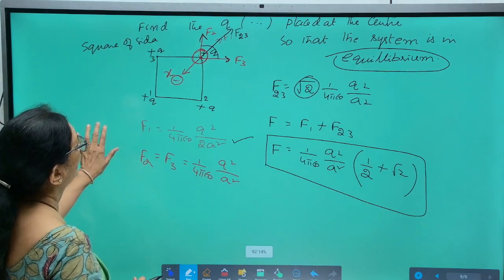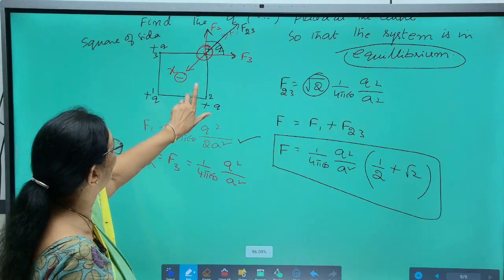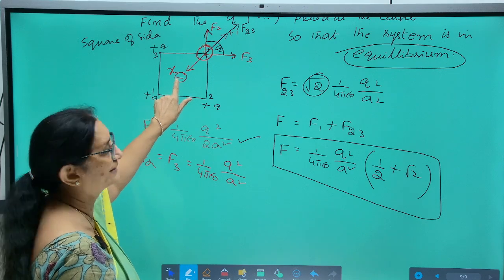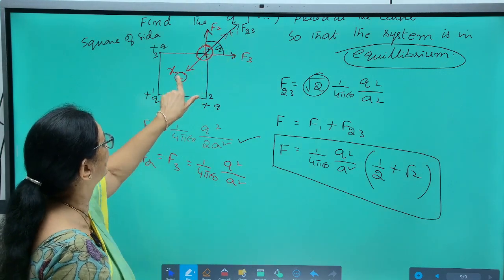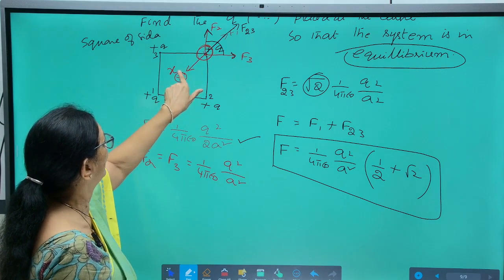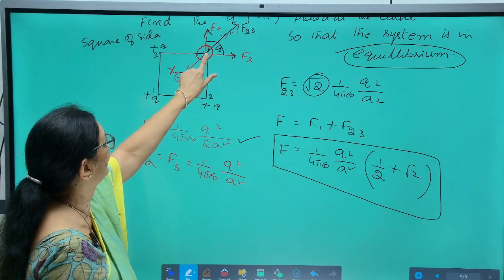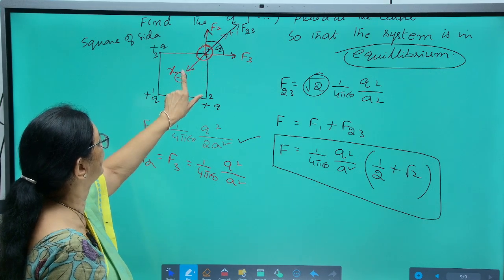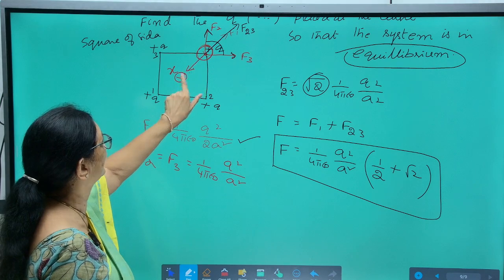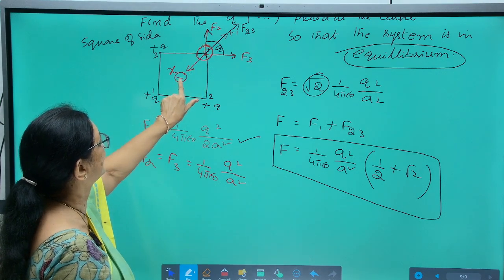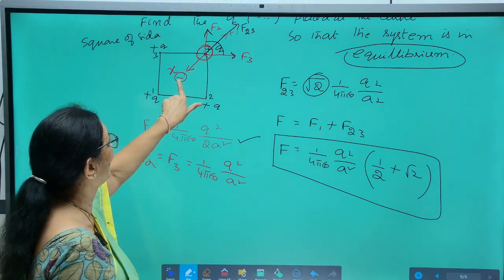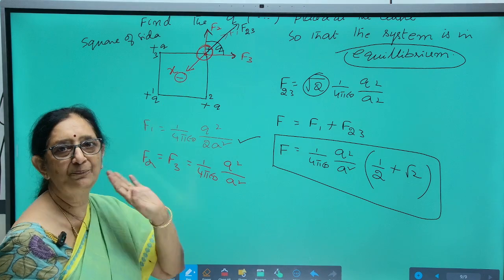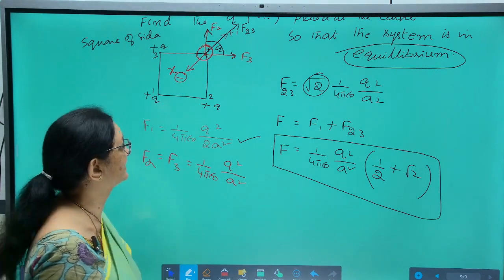Look here. To keep the system in equilibrium, the charge placed at the center should balance this force, so it has to exert a force in this direction. This charge can exert a force in this direction, that is attraction, only when it is dissimilar. As the charge placed at this corner is positive, this has to be negative. One point is confirmed: the nature of the charge.